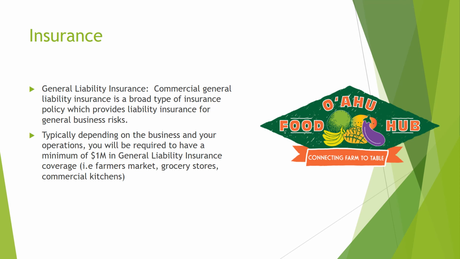And this is the typical type of insurance. For example, if you go to the farmers markets, to be able to operate at a farmers market, you need to show that you have general liability insurance, probably of at least $1 million. Sometimes it may even require more. It just depends on the different type of operations. And same thing when we have people coming to use a commercial kitchen, we require them to have at least $1 million in general liability insurance coverage.